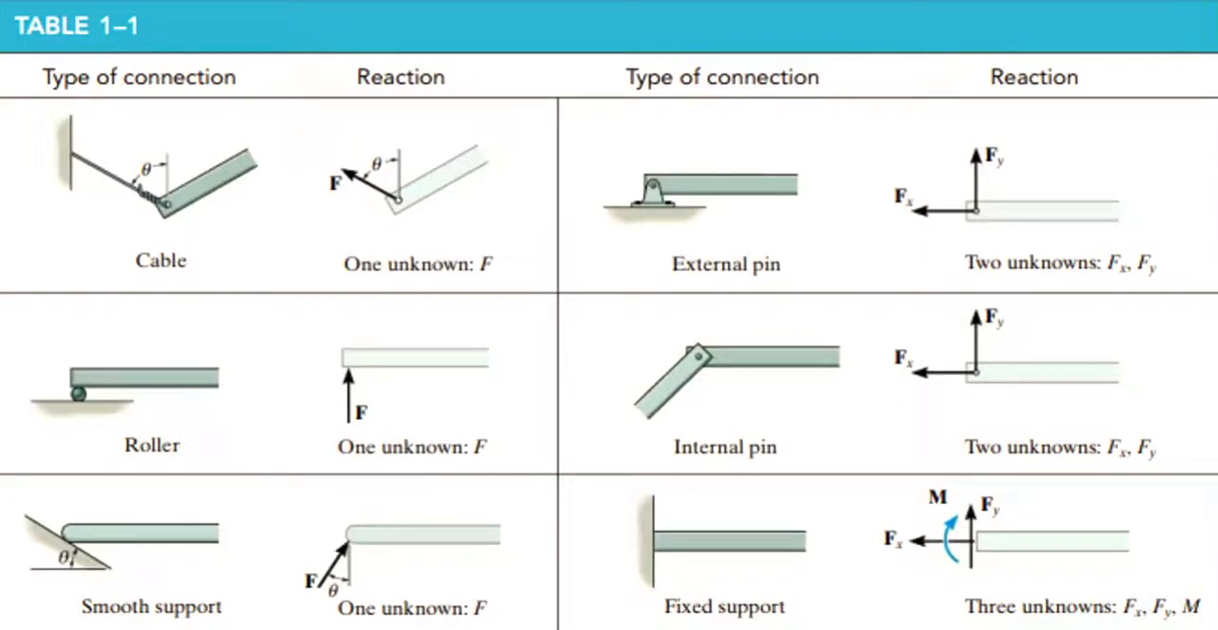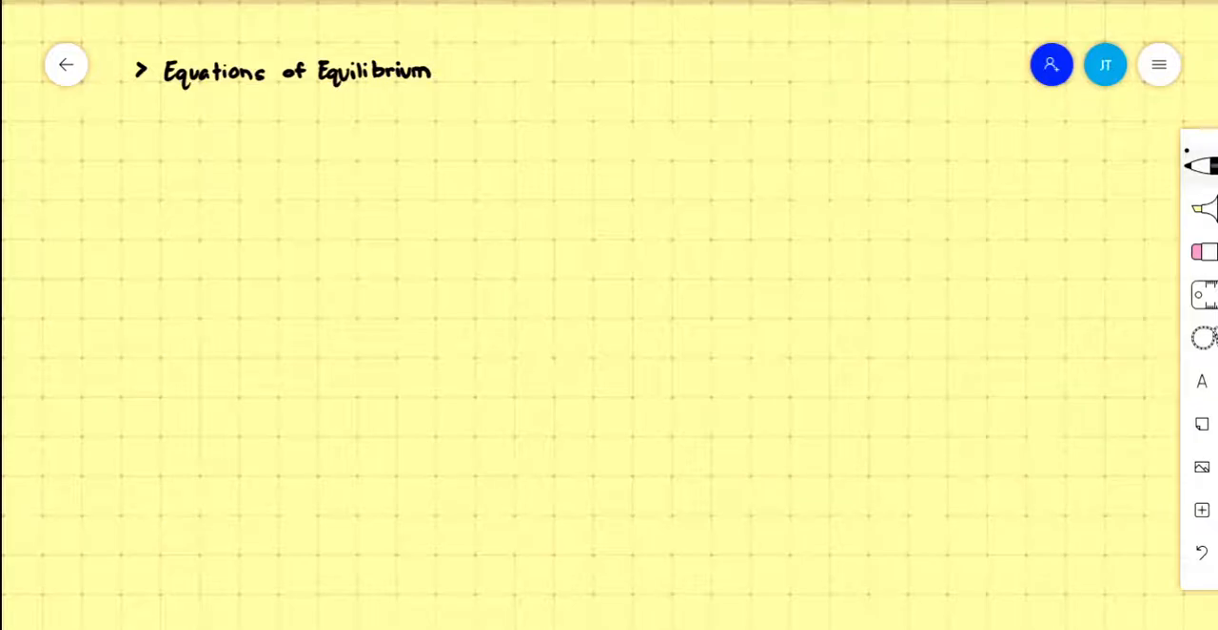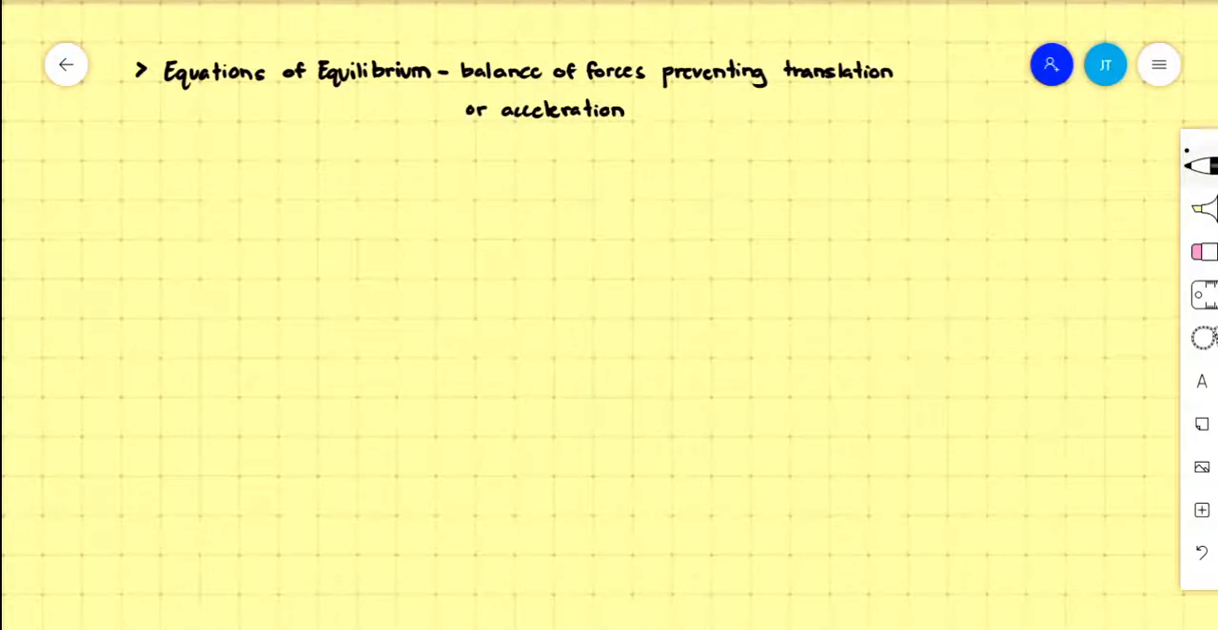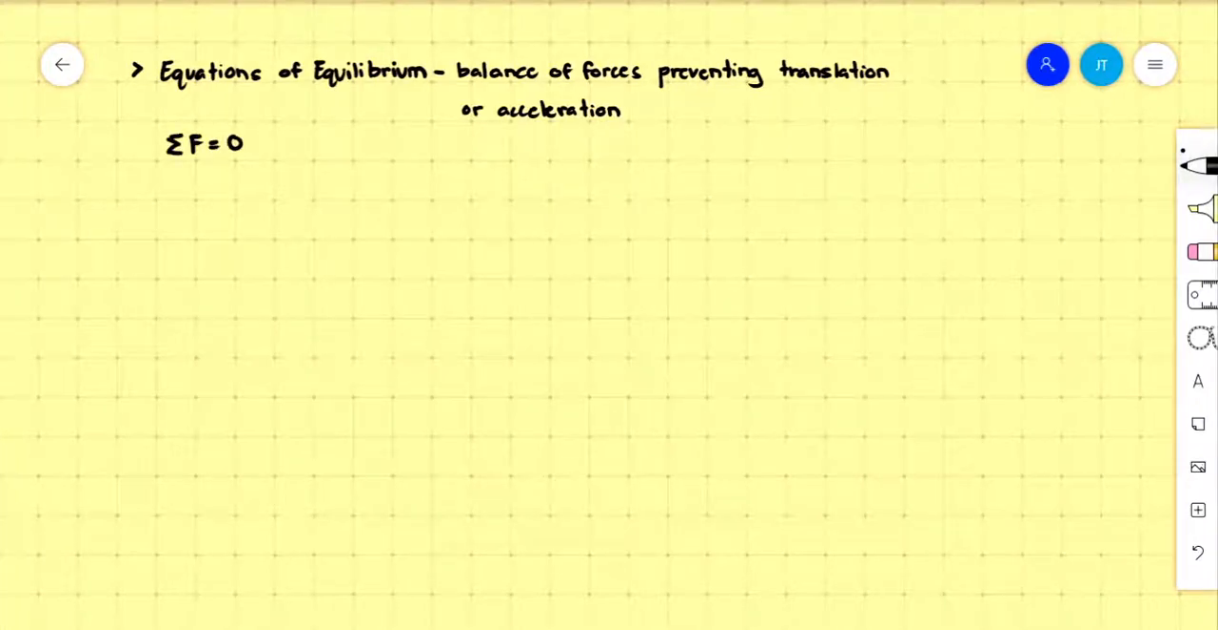Let's proceed with the equations of equilibrium. It occurs when there is the balance of forces preventing translation or acceleration. The equations may be a summation of forces or a summation of moments. Both of them are equal to zero since they are in equilibrium.